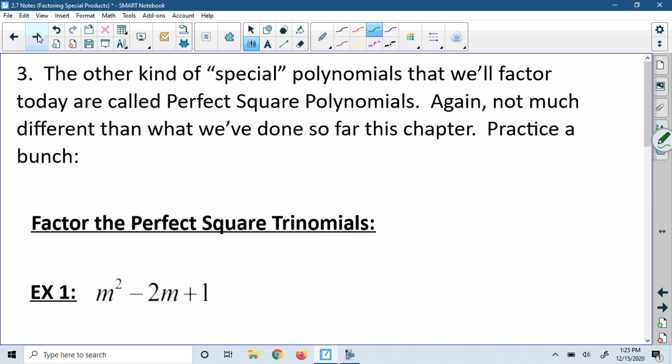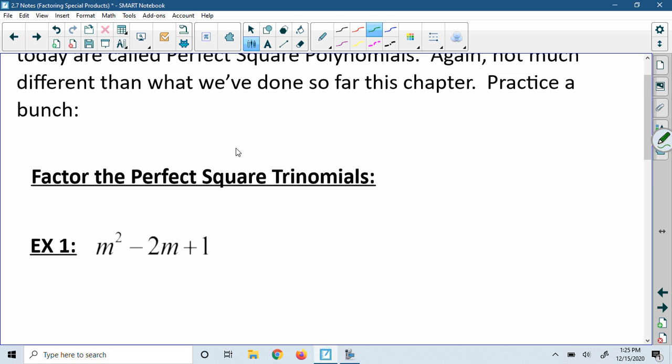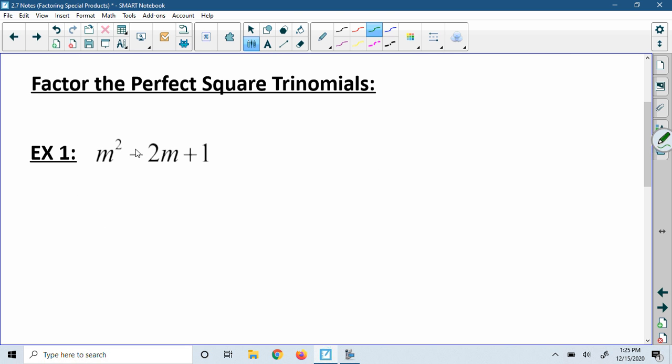The other kind of special polynomials that we will factor today are called perfect square polynomials. Again, not much different than what we've done so far this chapter. Practice a bunch of them. Here's one, m squared minus 2m plus 1. Well, that doesn't look very special. Let me show you why they call it special here in a second.